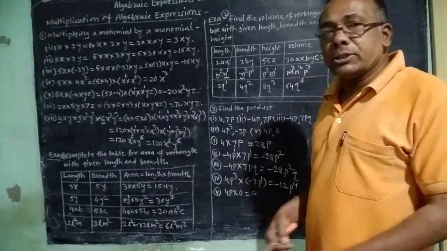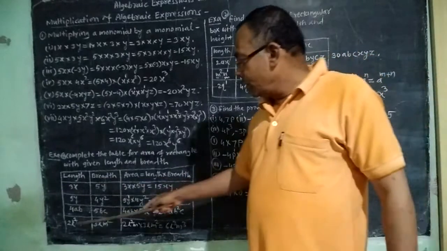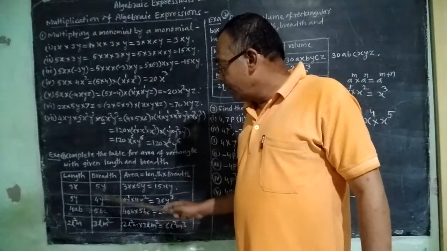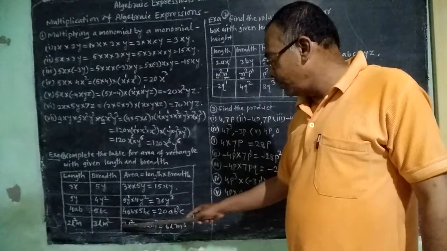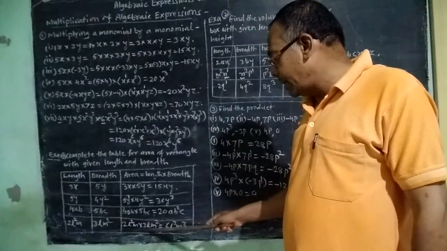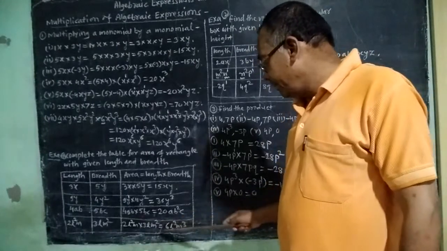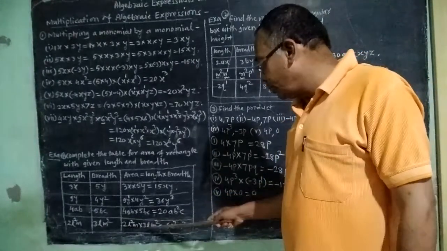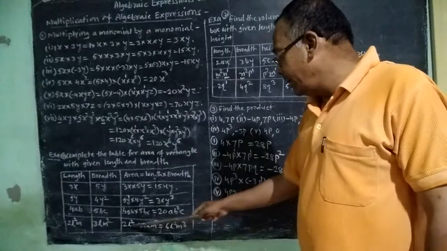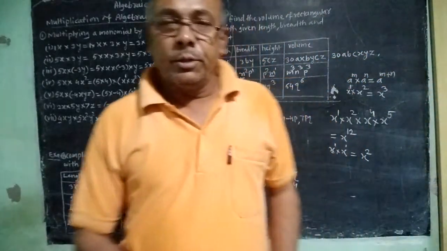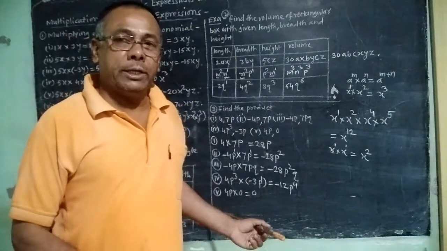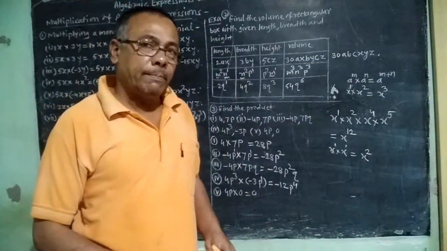Now the next example. It is given that length is 2l square m, breadth is 3l square, and therefore area is equal to 2l square m into 3l square. Here 2 3s are 6, l square into l is l cube, and m into m square is m cube. So in this way we have found the areas of the rectangle.